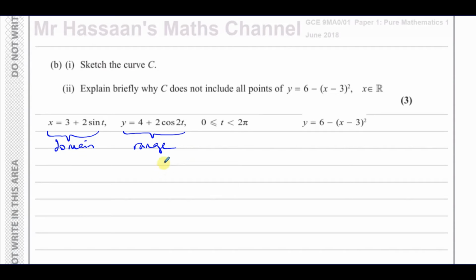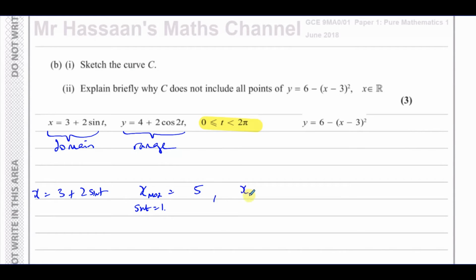Right, so if you want to find what the domain of our Cartesian equation is, we have to see what can be the output of this. What values can 3 plus 2 sine t take in the restricted t values that they gave us? So if we think about the biggest and smallest values of x, we can say x max is going to be when sine t is equal to 1, so that's going to be 3 plus 2, which is 5.